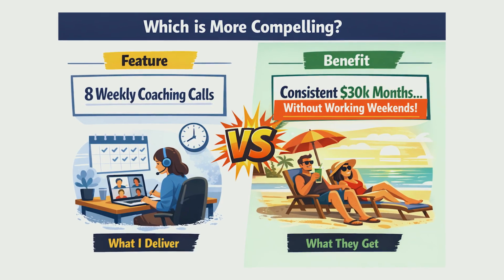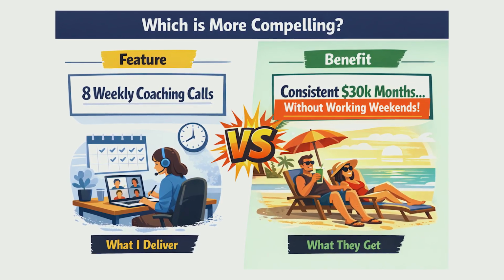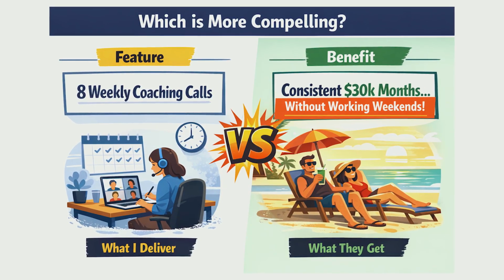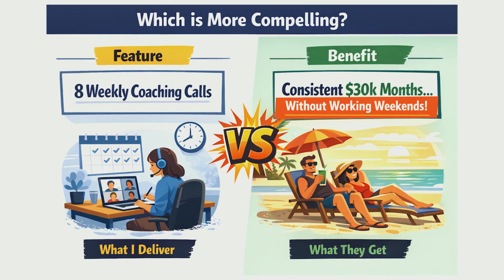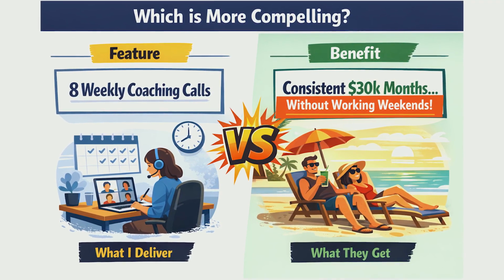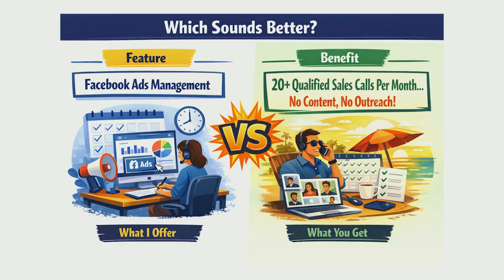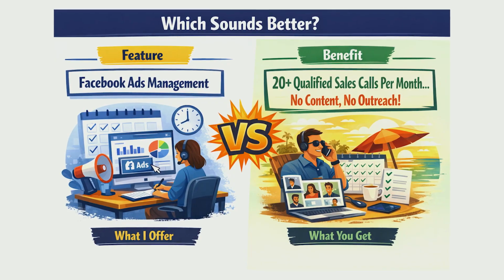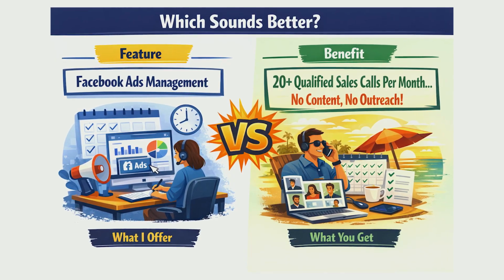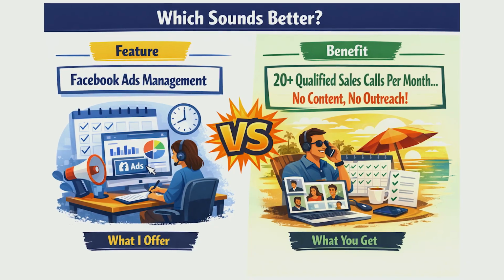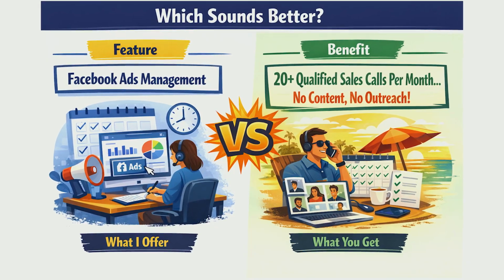Let me try to give you an example. A feature is 8 weekly coaching calls, right? A benefit is finally having consistent 30K months without working weekends. See the difference? One is describing what you deliver, the other is describing what their life looks like after working with you. Which one do you think is more compelling? Another example, a feature is Facebook Ads Management Service. Cool, but what does that mean for me? The benefit is book 20 plus qualified sales calls per month without posting content or doing boring outreach. Now we're talking about an outcome I actually want.